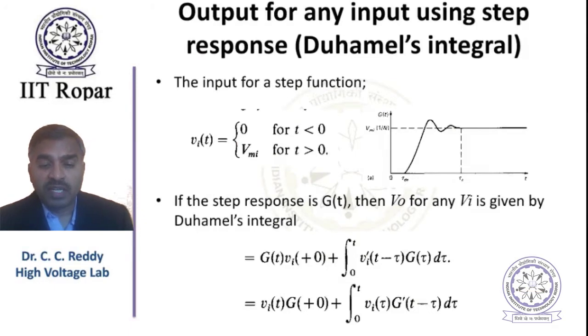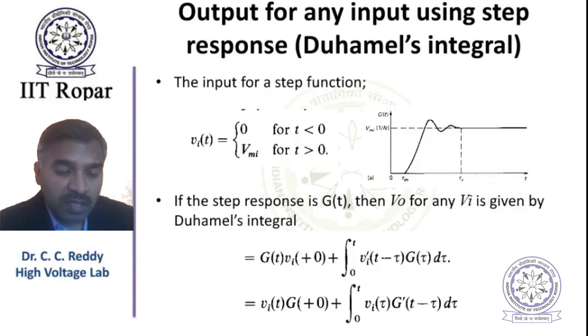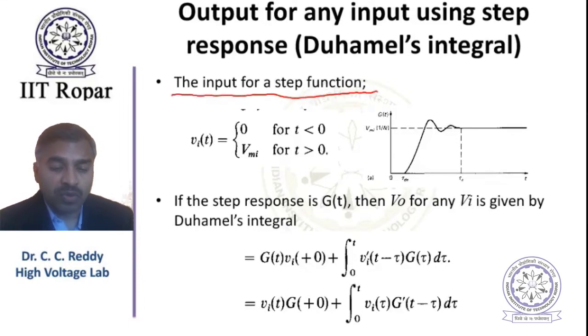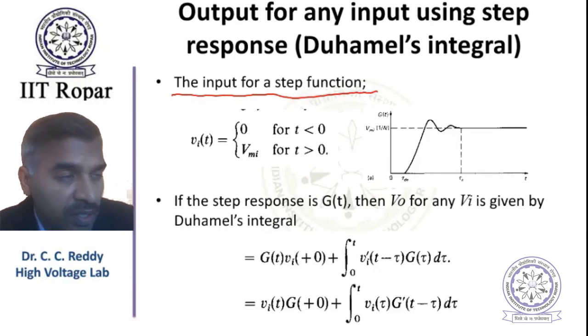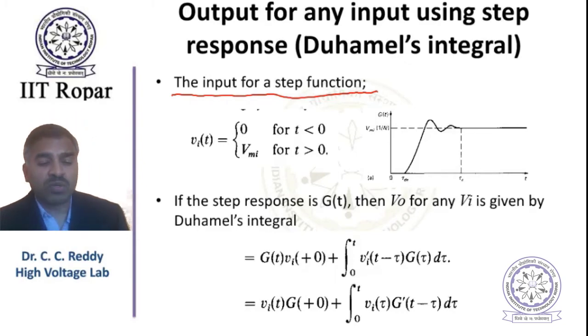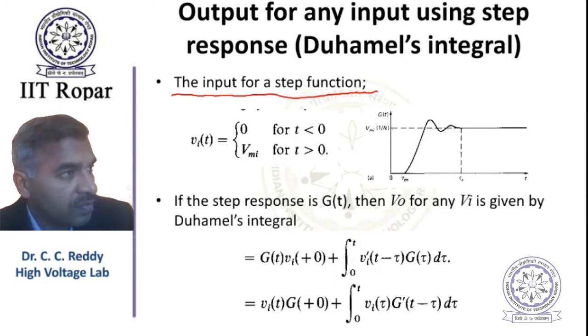Output for any input signal using step response. Now, this is the unit input for a step function. Suppose we give the input wherever Vi is there. What was the input? Where exactly is the location? That 4-terminal network, across the test object.